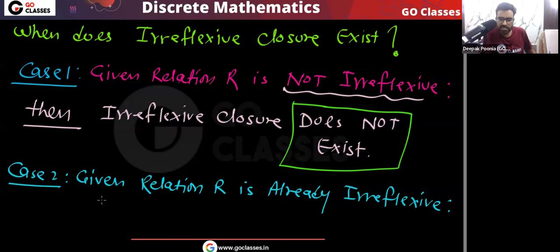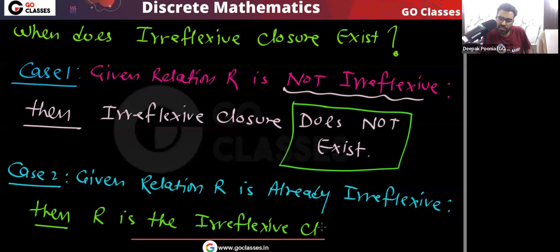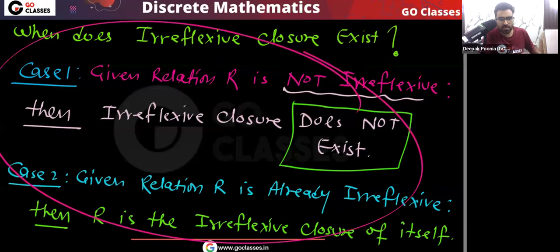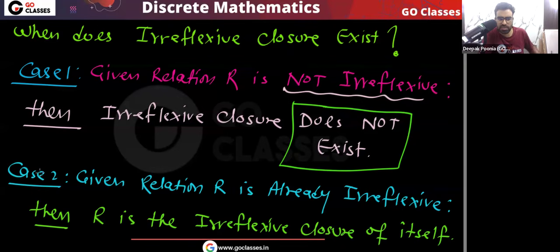Yes or no? So I can say that if the given relation R is already irreflexive, then R is the irreflexive closure of itself. That's it. Whatever I have written here, we have already understood in this lecture. In the beginning, we understood that if the given relation is already irreflexive, means the property is already satisfied, so there is no need to add any pair to obtain the irreflexive property. So R itself is the irreflexive closure of R.